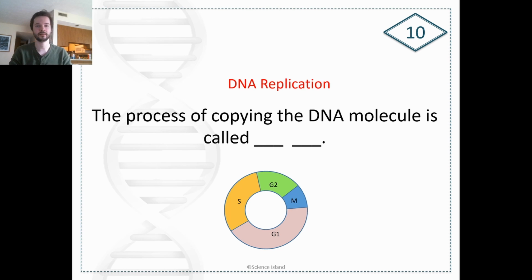The process of copying DNA is called DNA replication. That's what we've been spending the last couple lessons on. This is what we were working on before break. If you remember, this is depicting interphase, the first phase of mitosis. We won't be talking about mitosis again because we already did that, but it is related because this is the phase in mitosis where the DNA replicates.